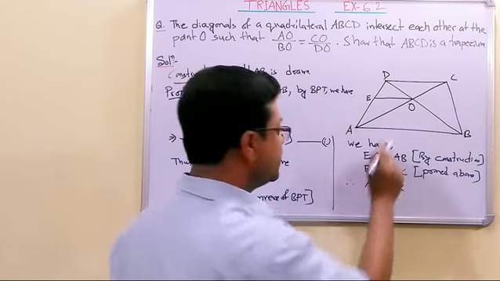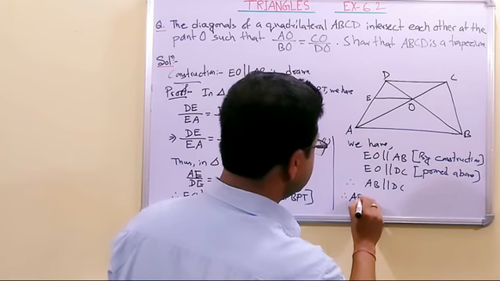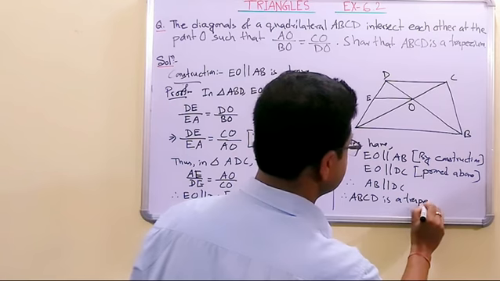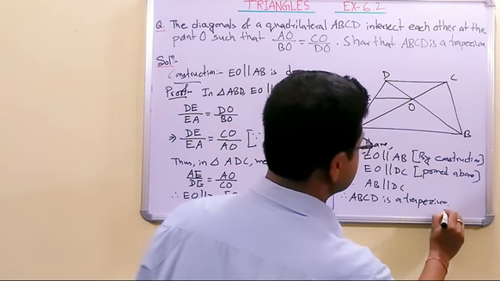So this is a condition of a trapezium. Therefore ABCD is a trapezium. Thus we have proved. Okay.